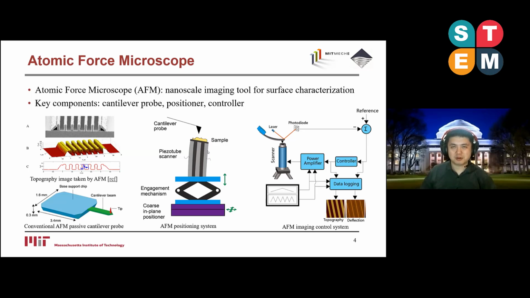AFM scans the micro-cantilever over the sample to measure various quantities, not only topography, but also electrical, mechanical, or optical properties. The deflection of the cantilever is regulated by this control system to avoid damaging either the probe or the sample.